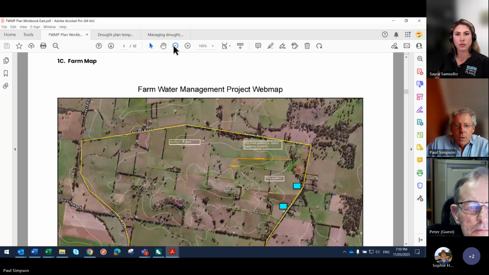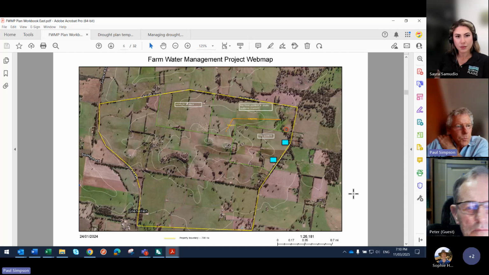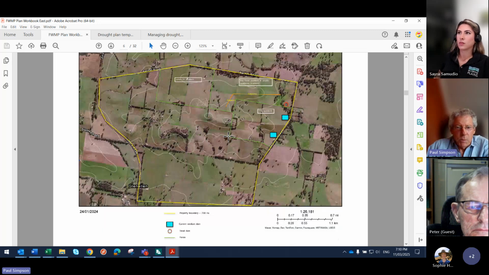So can people see that? This is a fictitious farm based on some real satellite image, but it's what you might start with. Just a few paddocks, a couple of water sources, a bit of a geographic feature in the middle there. There's a ridge line running through this property, and this property doesn't have enough water, so they need to work out how to do that. So through this process that we're going to start to undertake tonight, that's where that journey begins.